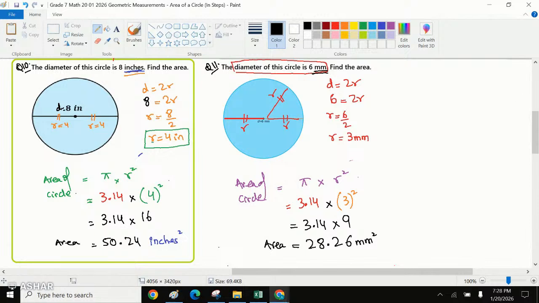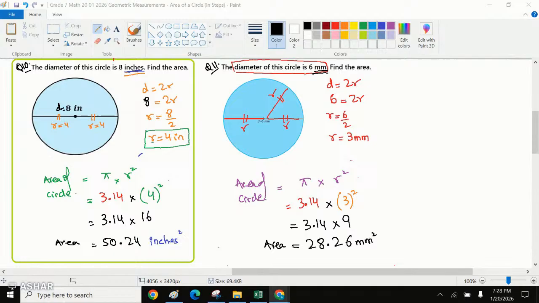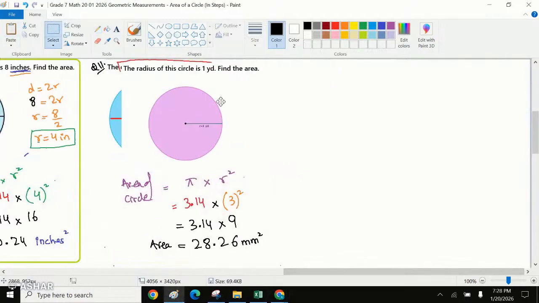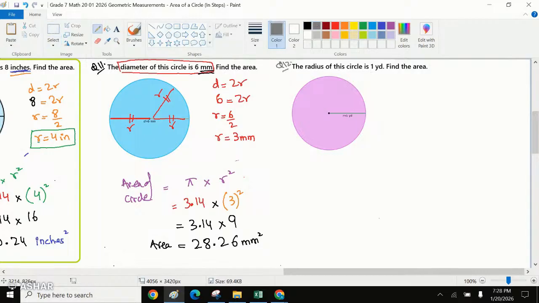Okay, let's see one more. I will change the unit in this case. Then after this we will do the questions from the test. Let's see the next question, question number 12. This is my given information: the radius is 4 yards. So we can say this is the radius, and the radius is 4 yards.